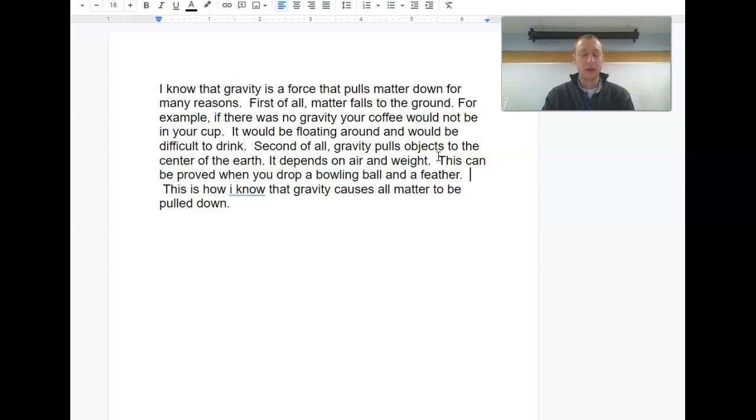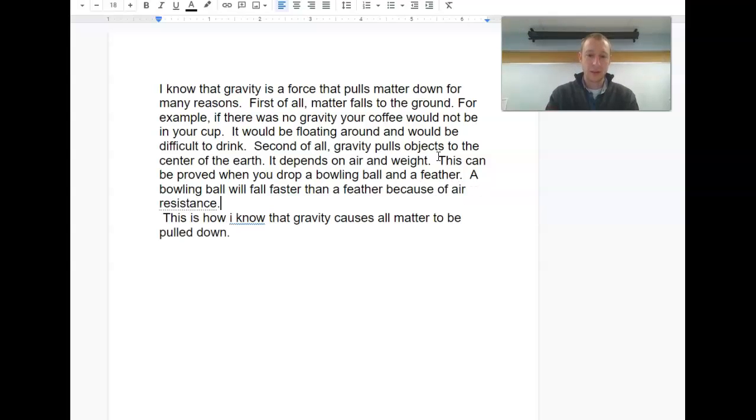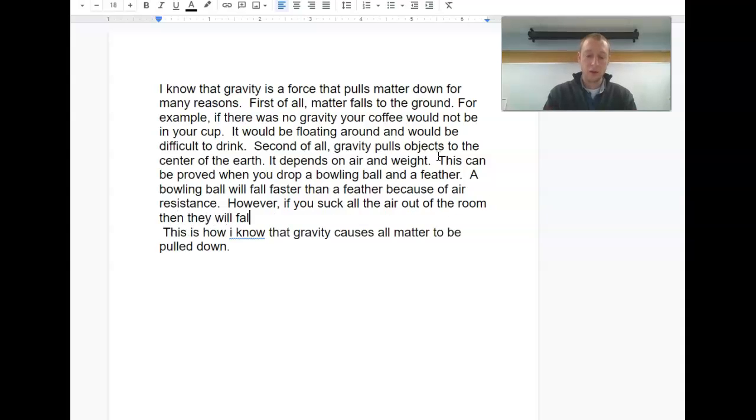And I guess I can go ahead and explain it, right? A bowling ball will fall faster than a feather because of air resistance. However, I might have to go back and edit this after. However, if you suck all the air out of the room, then they will fall at the same speed.